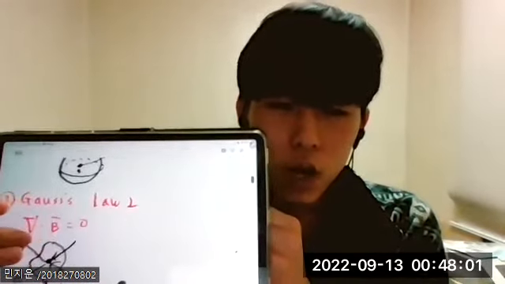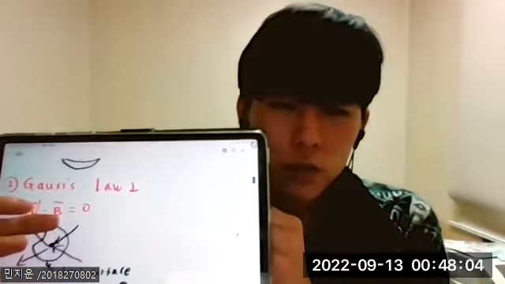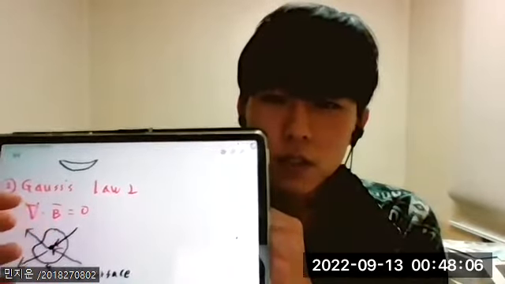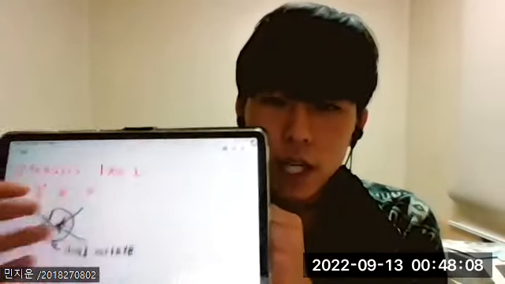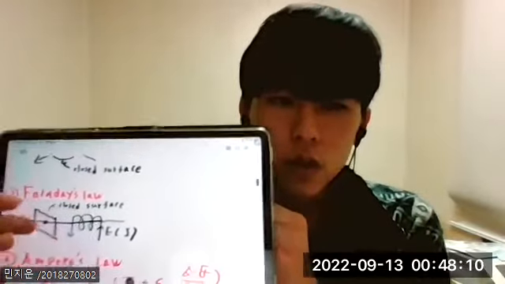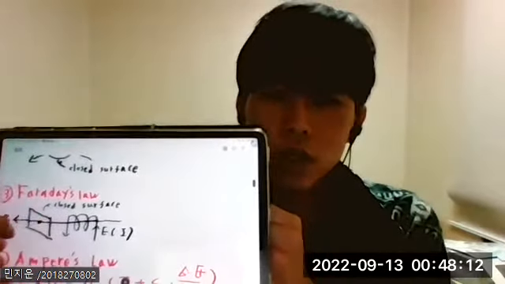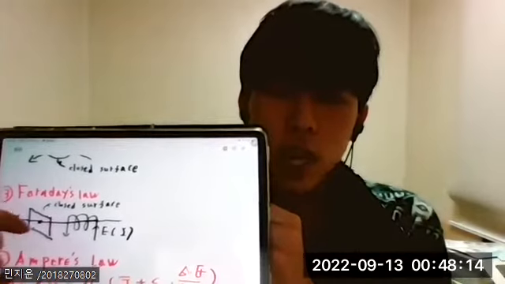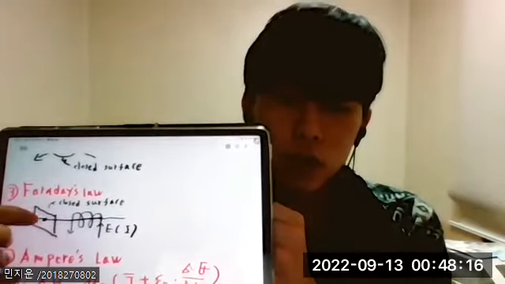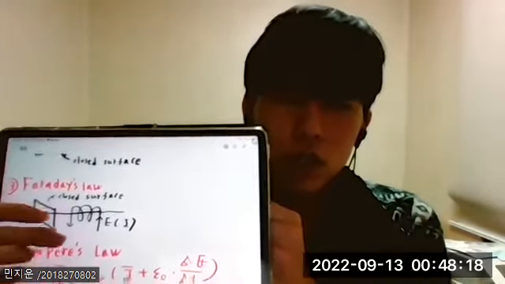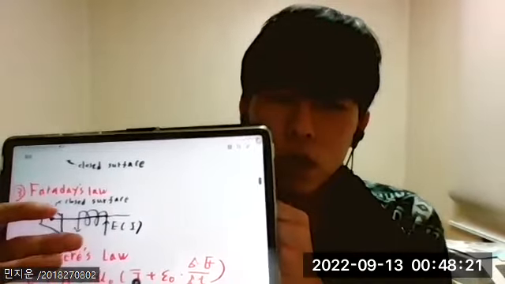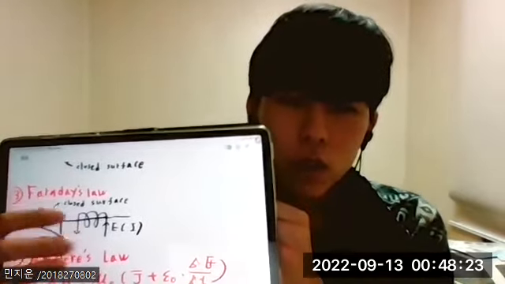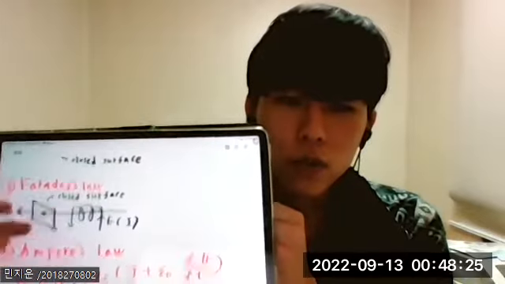Second one is also Gauss's law. The sum of the magnetic flux that passes through the closed surface is zero. A third one is Faraday's law. When the magnetic flux is time-varying and passes through the closed surface, the electric field rotates perpendicular to the magnetic flux.